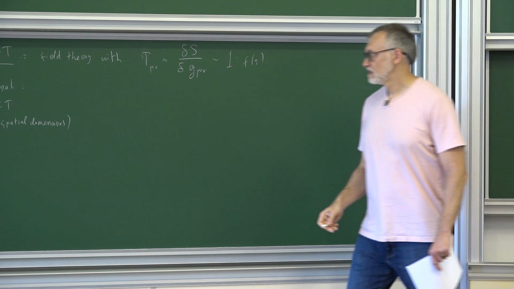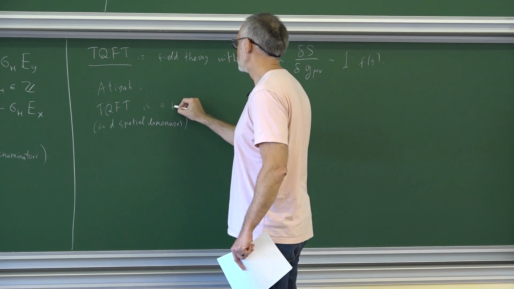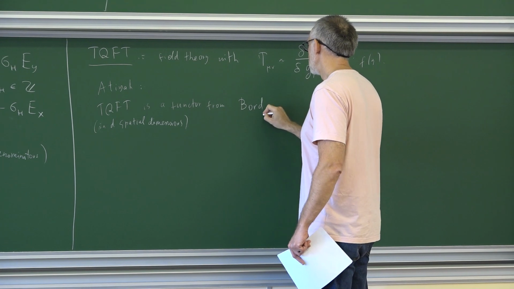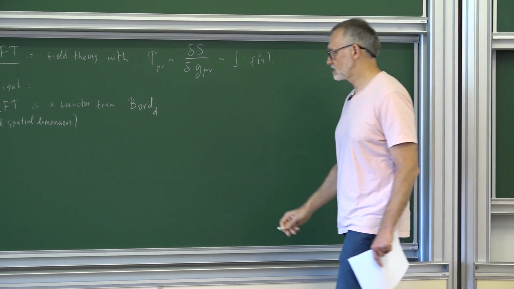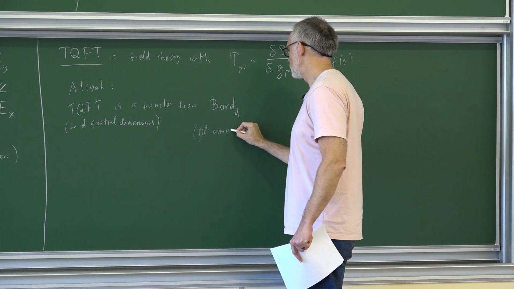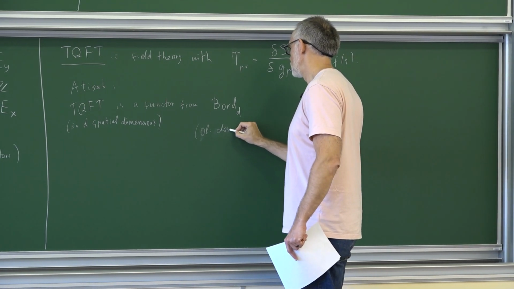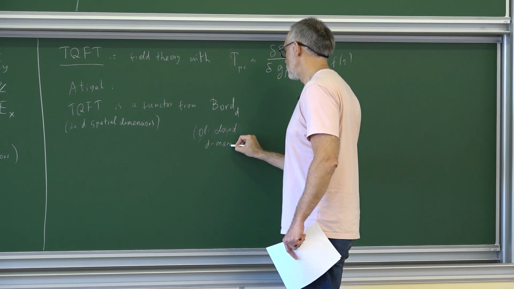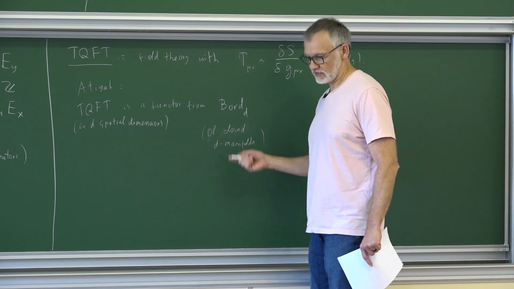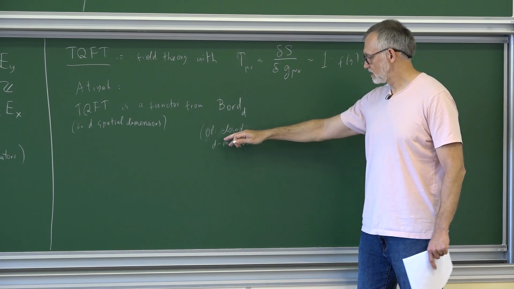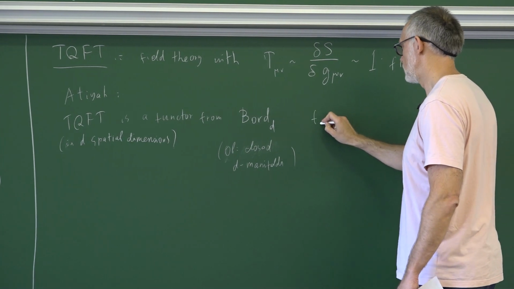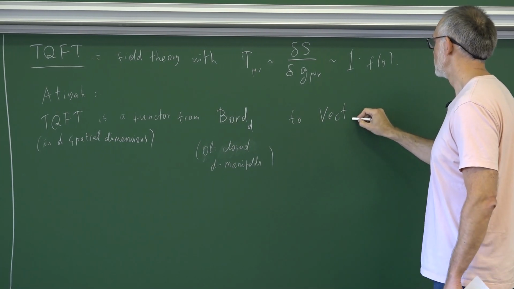Meaning a D spatial, one time dimensional theory is a functor from some category of bordisms, whose objects are compact, closed D manifolds, and whose morphisms are bordisms between closed D manifolds with D plus one dimensional manifolds. So it is a functor from this category to just the category of finite dimensional vector spaces, or complex ones.